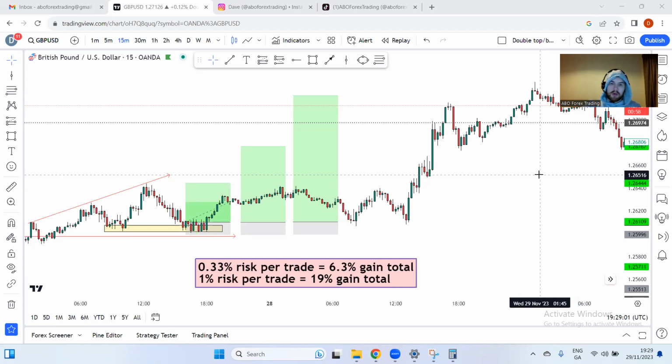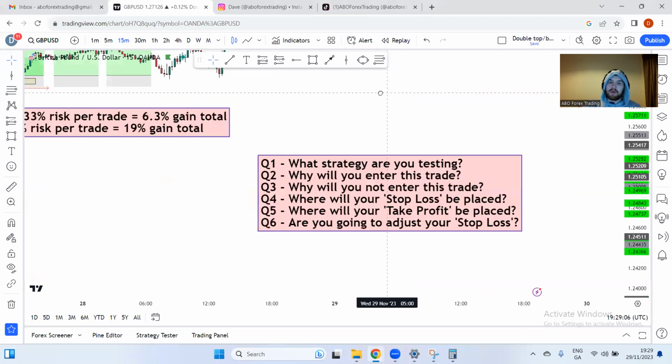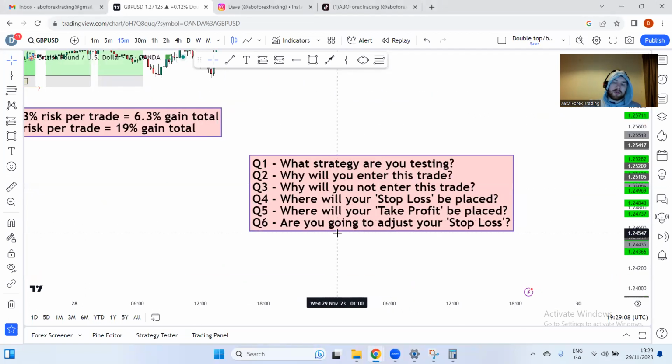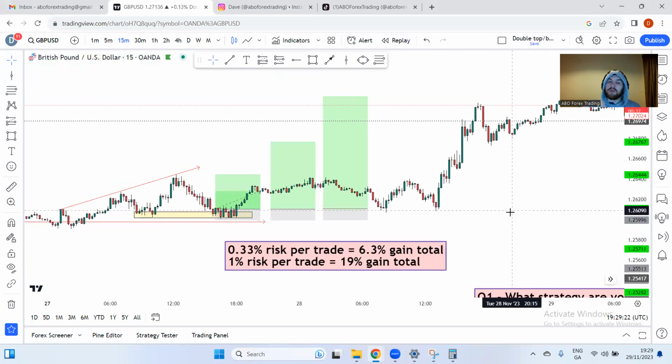But I want to show you an alternative risk strategy. If we remember yesterday, I asked everyone a question: are you going to adjust your stop loss? Now, unfortunately, not everyone has access to a laptop or computer all day, depending on their day-to-day job. So adjusting their stop loss to make their trade break even, or take profit at 1% if it comes back, things like that, you don't really have the option to do.